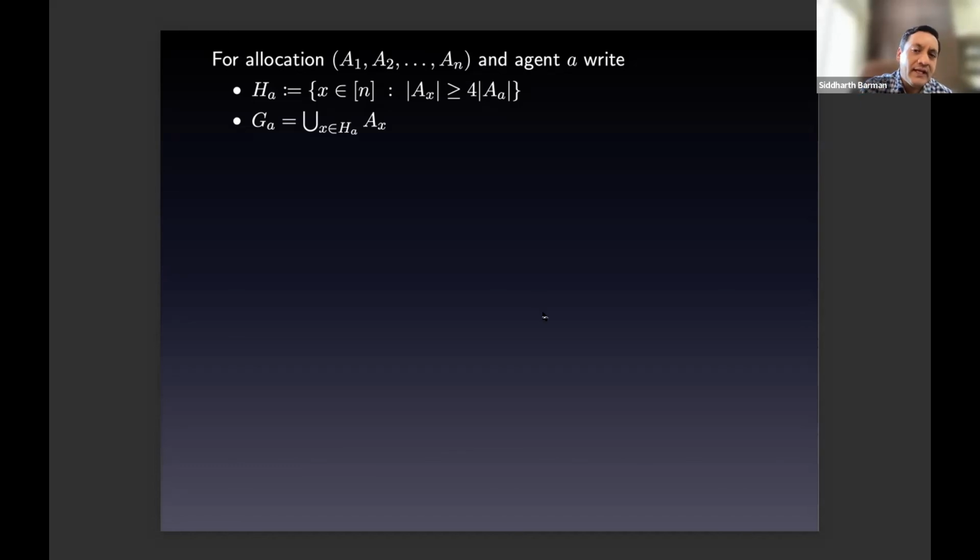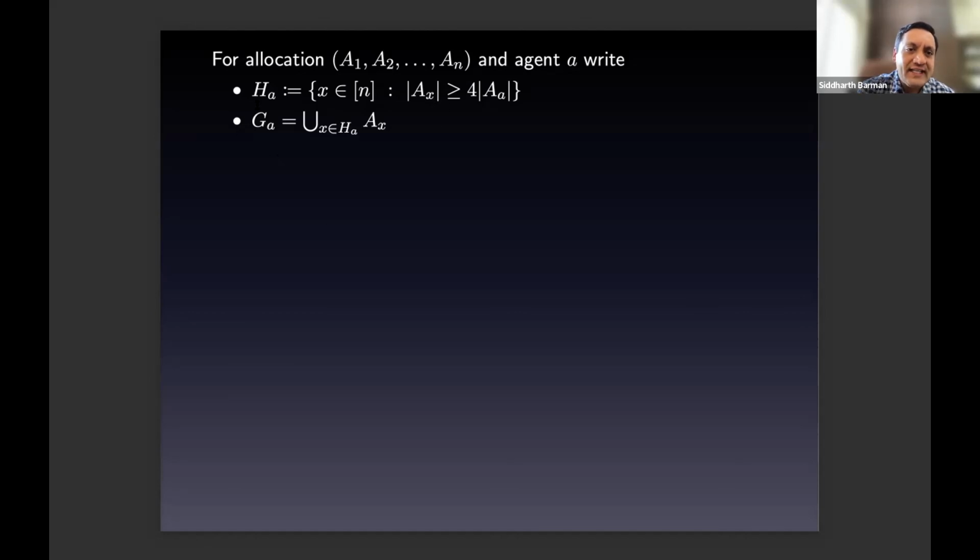Okay, let me say that again. Pick any arbitrary allocation A1 through An. Pick any agent A. Look at all other agents that are getting 4 times as many goods as A. So in the binary XOS case, you can ensure that the value and the cardinality are aligned. So that's why this makes sense. I've replaced values by cardinality, but if you want, you can think of this as being values, and both are interchangeable in this specific context where I'm looking at this valuation class. So these are high agents with respect to A. They are getting 4 times as many goods as A herself.